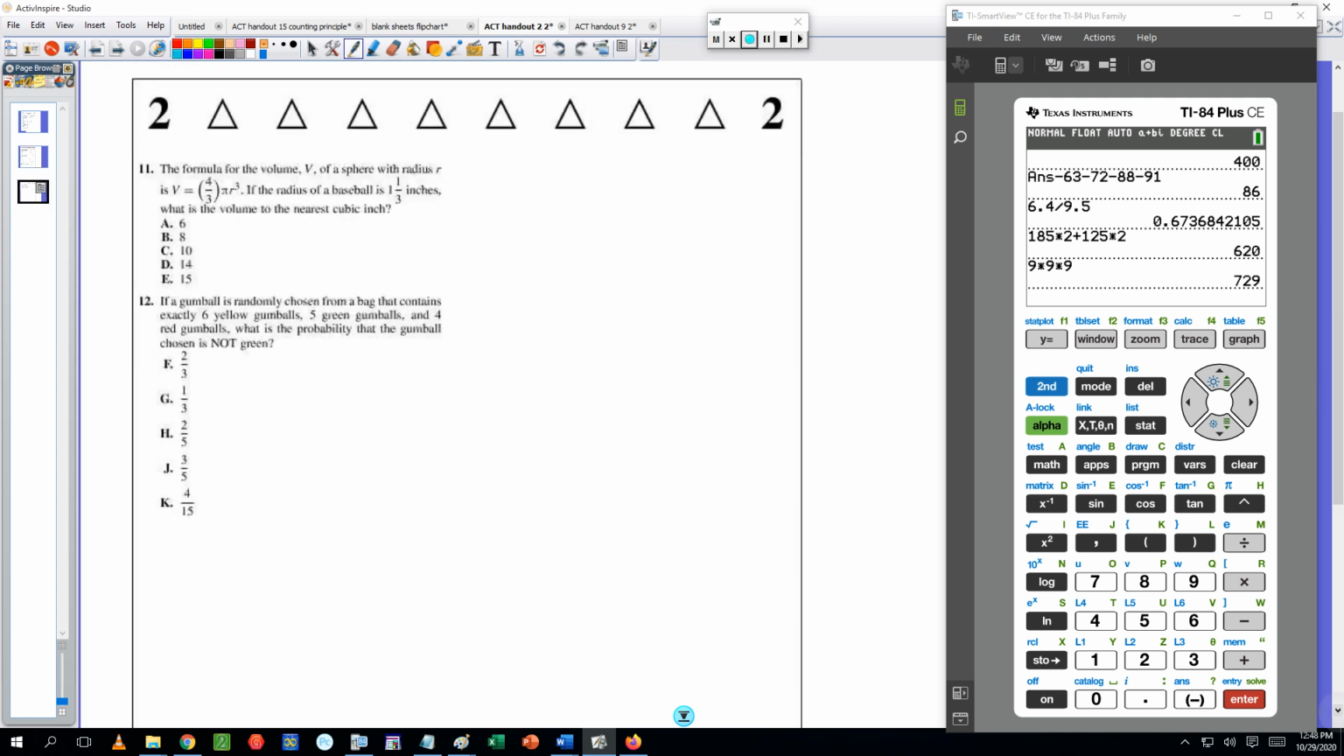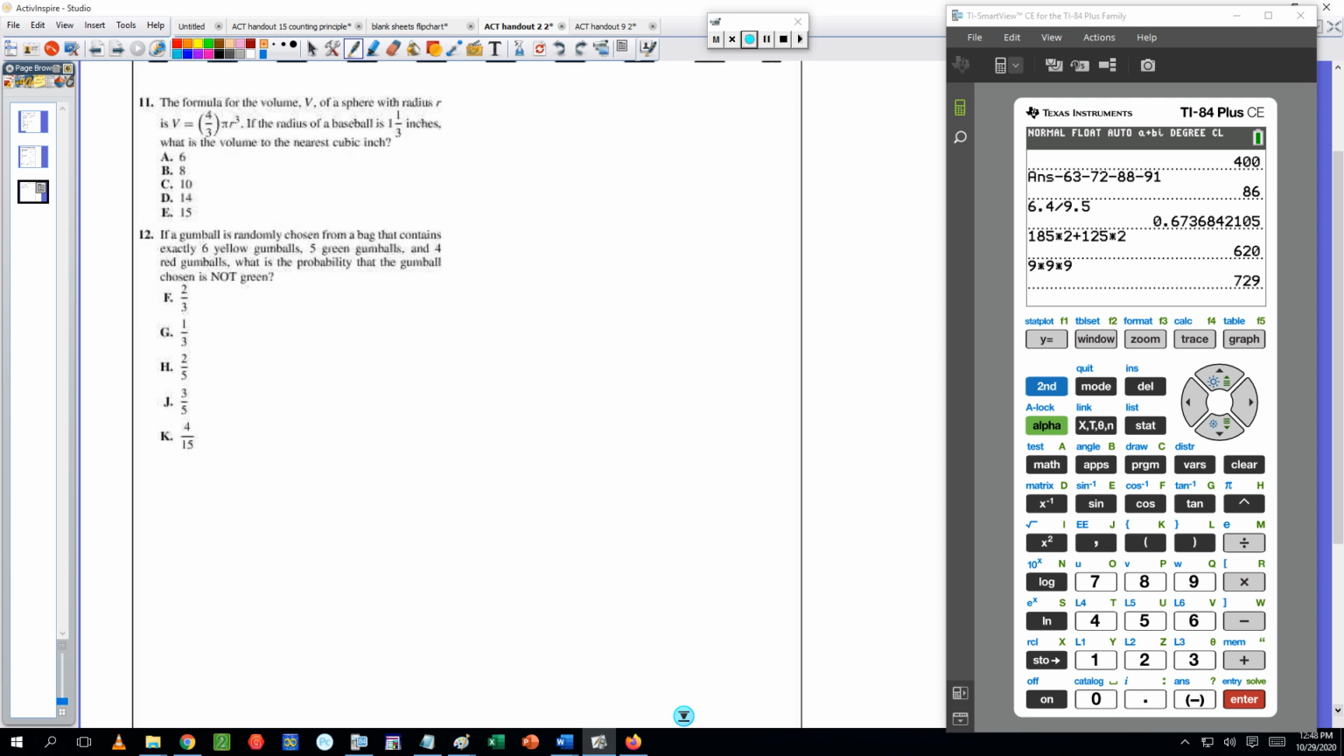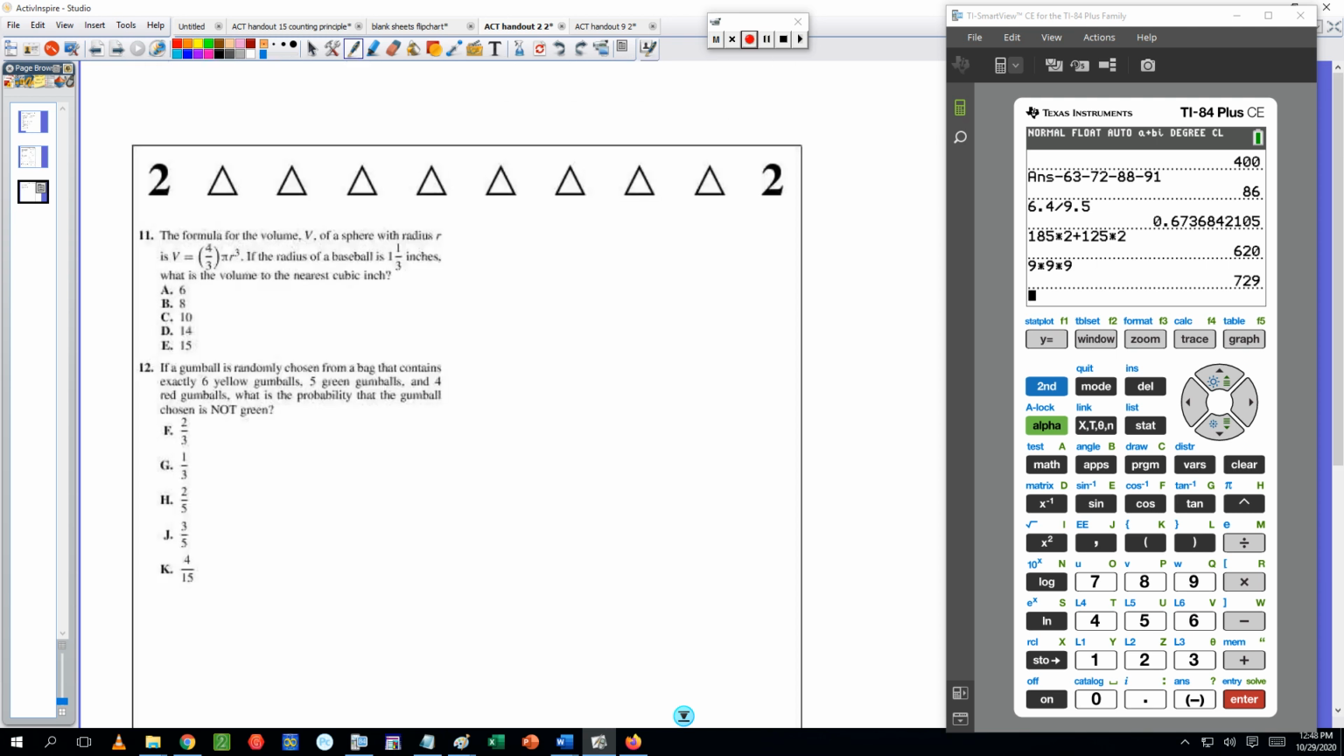And the formula for volume of a sphere with radius is V is equal to 4/3 pi times the radius cubed. And here's my radius. So here's how I'm going to type it out. 4 divided by 3 times my pi button, which is above the caret there, the power, times, and in parentheses, I'm going to type in 1 plus 1/3. And then I'm going to cube that.